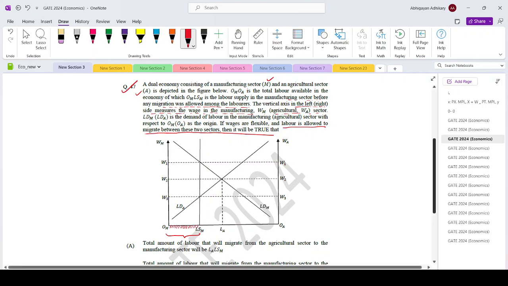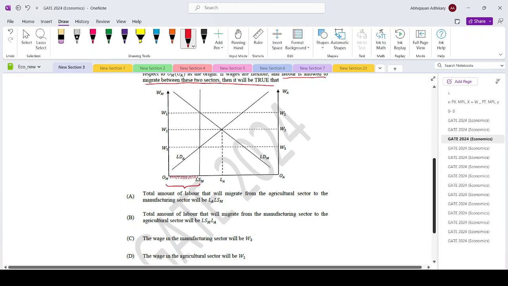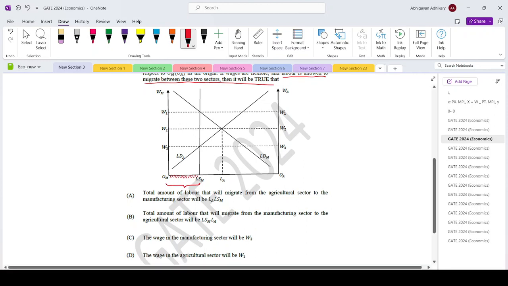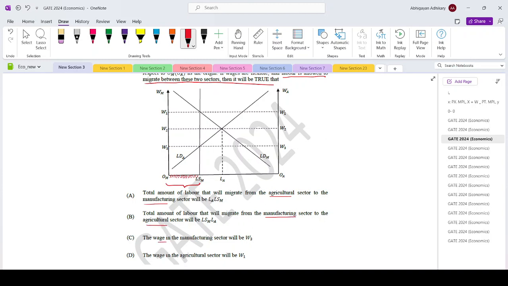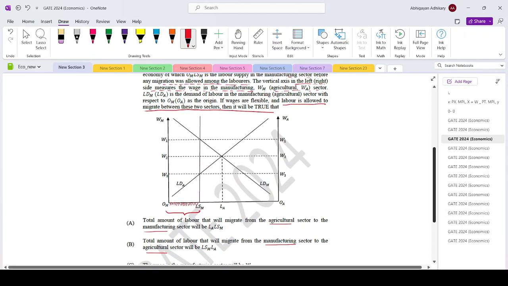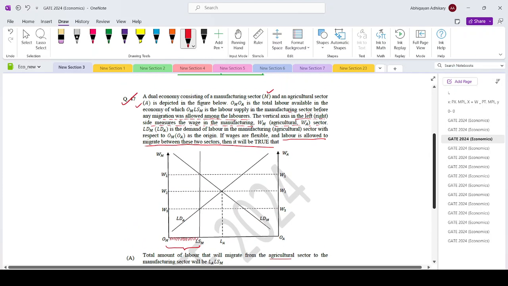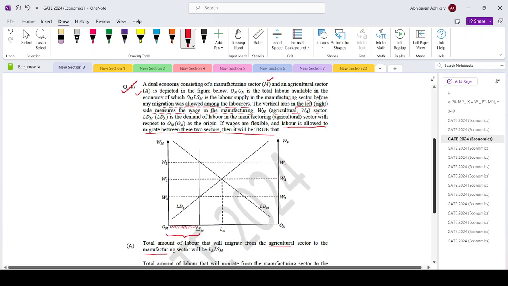So let's go through the options first. The first one tells us about the total labor that will migrate from agriculture to the manufacturing. And the second option is also about the total labor that will migrate from manufacturing to agricultural sector, and the wage of the manufacturing sector will be how much and the wage of the agricultural sector is how much. Okay, so first of all, let us get into this graph.